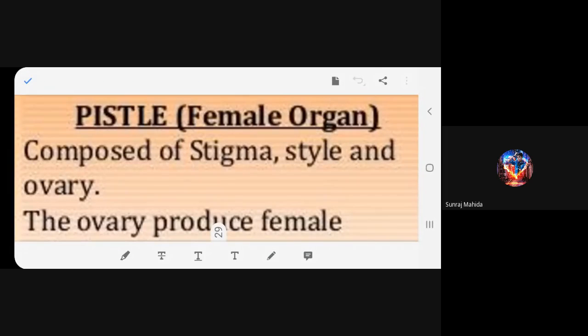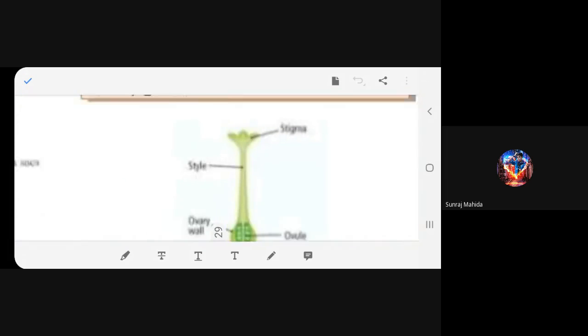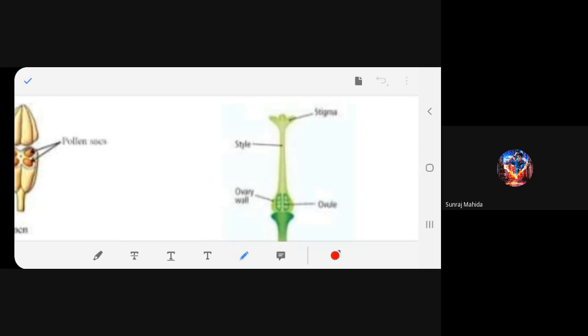Pistil, the female organ, is composed of stigma, style, and ovary. The ovary produces female cells or gametes. Now look over here. How does it look? The top one is known as stigma. The tube is known as style. The swollen portion is known as ovary.